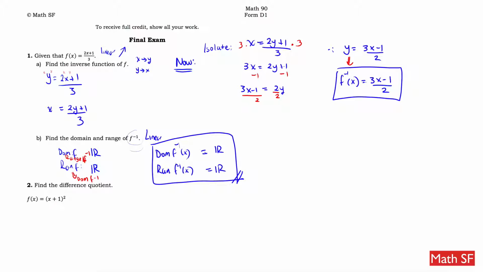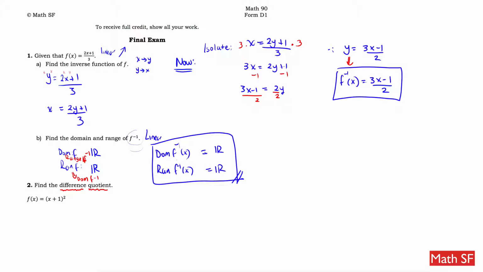Now let's do the next problem. Find the difference quotient. f of x equals x plus 1, all squared. Now, what is the difference quotient? Some professors will not tell you what the difference quotient is. Some professors will give you that information, but just pretend that they do not give you that statement. We're going to get our formula for the difference quotient.